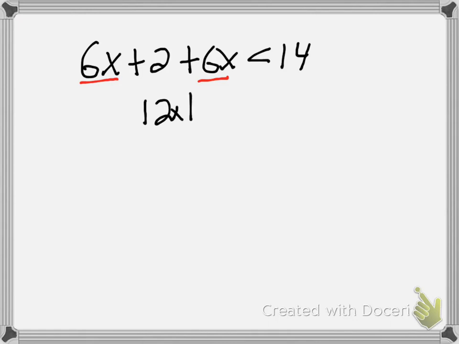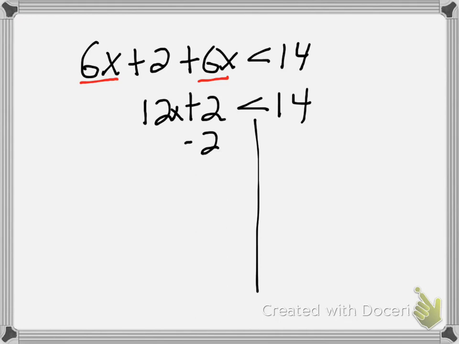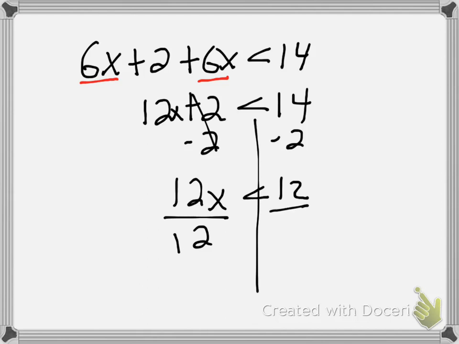Oops, I forgot the x. I still have the plus 2. It's less than 14. Alright, so now to solve for x, I have to get rid of what was added or subtracted first, so we're going to have to minus 2. So I get 12x is less than 14 minus 2, which is 12. And now to get rid of times 12, we're going to have to divide by 12. So I get x is less than 1.